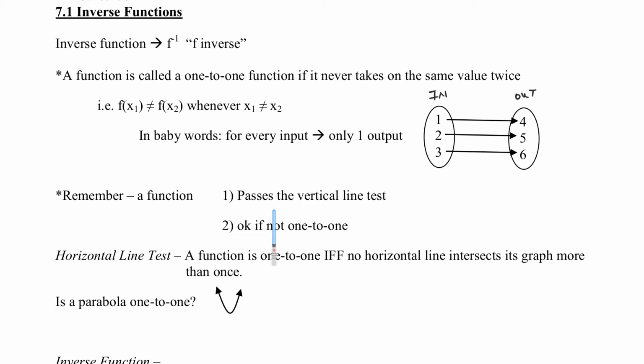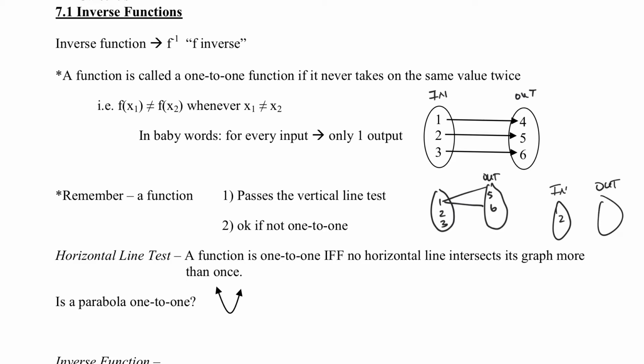Remember, a function has to pass the vertical line test, and it's okay if it's not one-to-one. It can still be a function, but you cannot have an input branching out to two outputs. So I cannot have, say, 1, 2, 3, with the 1 going to two different outputs, like 5 and 6. However, you can have two different inputs go to the same output. Say 4 and 2 both go to 5.